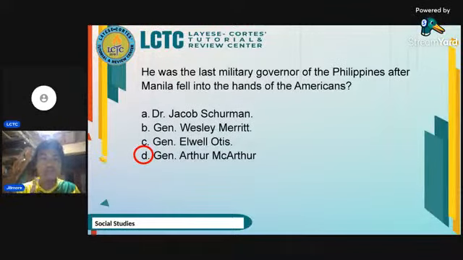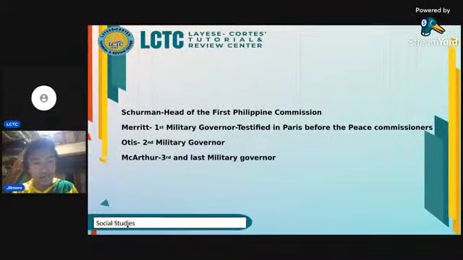And the last was General Arthur MacArthur, the last military governor of the Philippines. Okay, Sherman, head of the First Philippine Commission. Wesley Merritt, General Wesley Merritt, first military governor. And he was the general who testified in the Treaty of Paris before the peace commissioners. Okay. And the second military governor was Elwell Otis. And third and the last military governor was MacArthur.